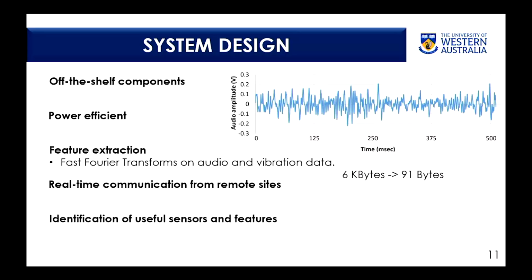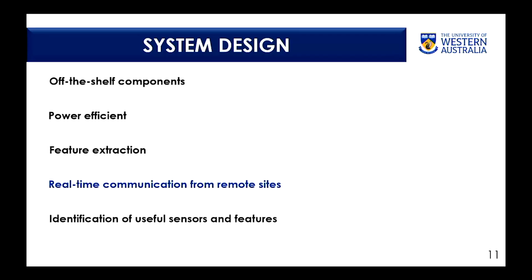So what we do is we have a small processor inside this board, and that extracts the important frequency components from this signal, and we only transmit the important frequency components. We are able to minimize the data for transmission. So a total of 6 kilobytes of data that we are collecting is reduced to around 91 bytes for transmission. We are able to communicate data in real time. The board is capable of doing both NB-IoT and LoRaWAN. I'll come to these towards the end again.